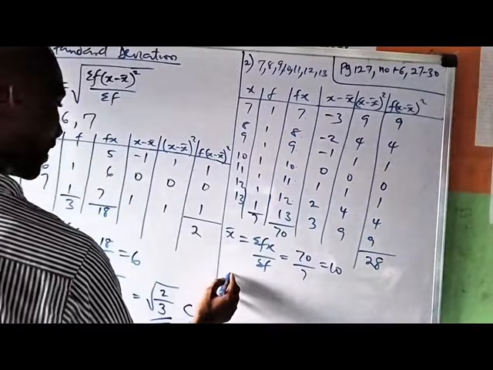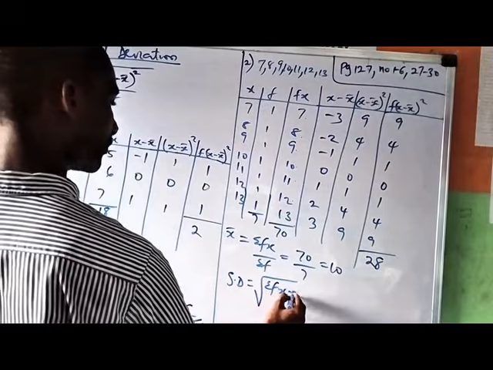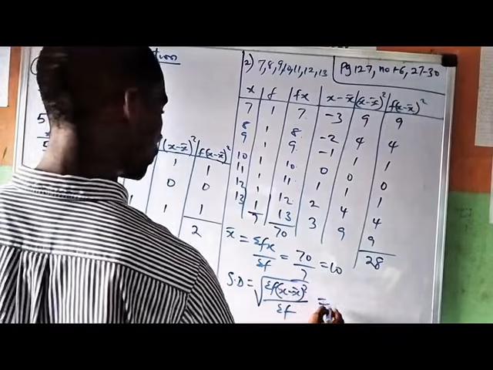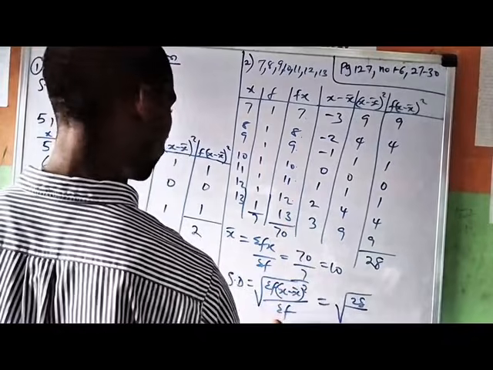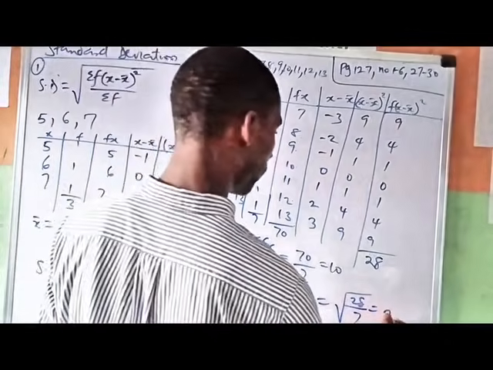28. So our standard deviation will be the square root of summation f times x minus mean squared over summation f. And that's going to be what? Square root of 28 all over summation f, which is 7. 28 over 7 is 4. So square root of 4 is 2.